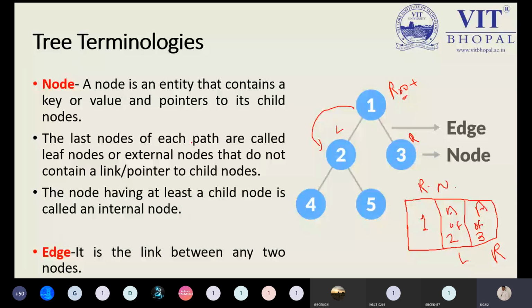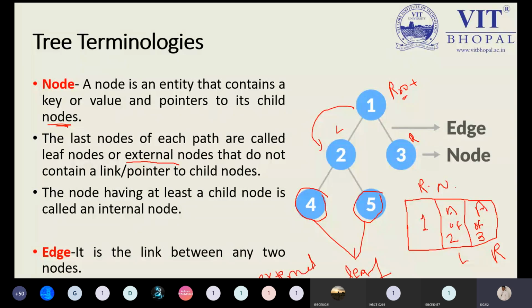The last node is always represented by each path. So coming to my point, a node points to its child nodes, as I told you over here. Two and three are the children of one, and one is our root node. The last node of each path is called the leaf node, and that is known as the external node. So here 4 and 5 are the leaf nodes. These are recognized as leaf nodes, and these are also known as external nodes.